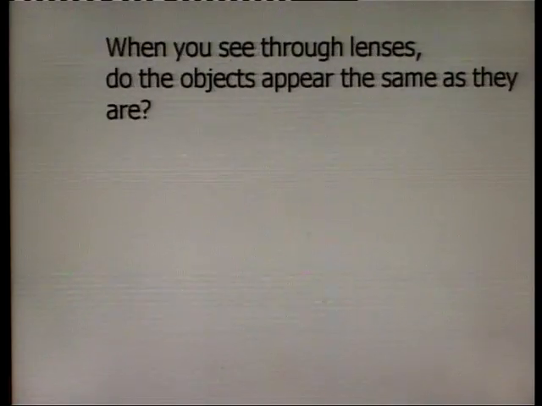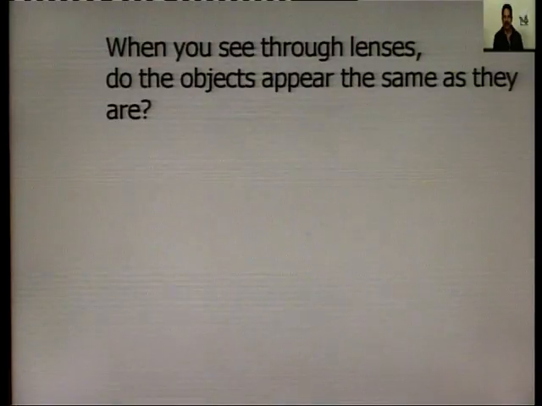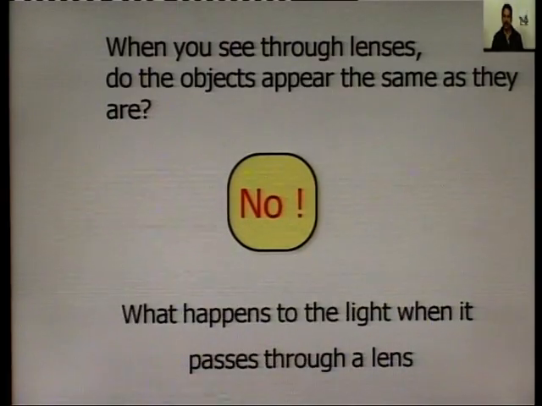So, let us discuss lenses more. When you see through lenses, do the objects appear the same as they are? I think the answer is no. The objects appear either inverted or erect, magnified or diminished. So, what happens to the light when it passes through a lens? Let us introduce the lenses.